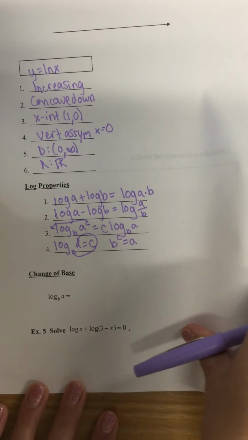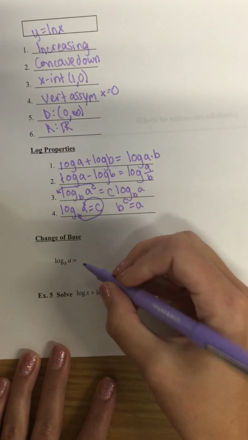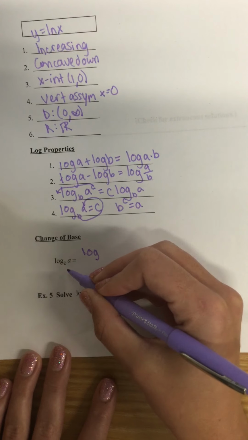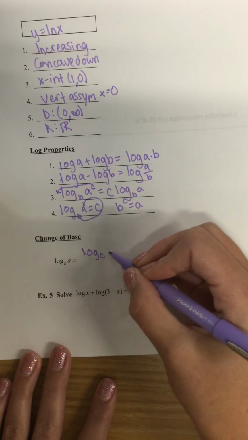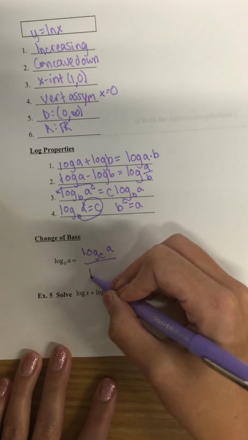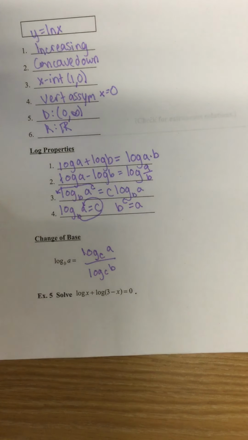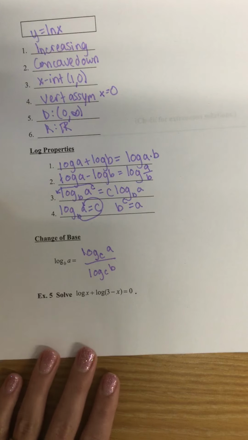So change of base. Anytime that we want to do a change of base formula, what that tells us is if we have log base b of a, this would be log base c of a over log base c of b. And that would change our base to whatever we desired there.